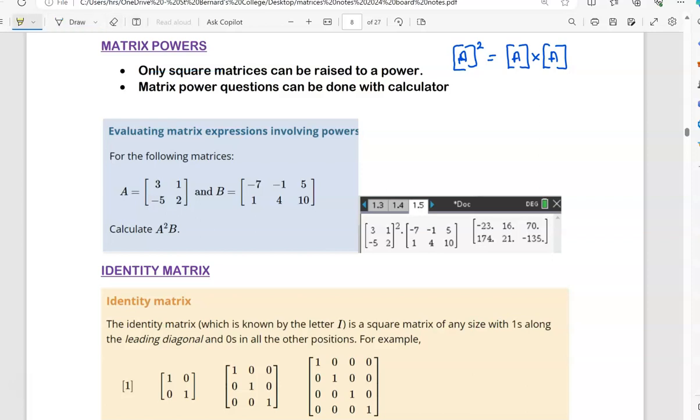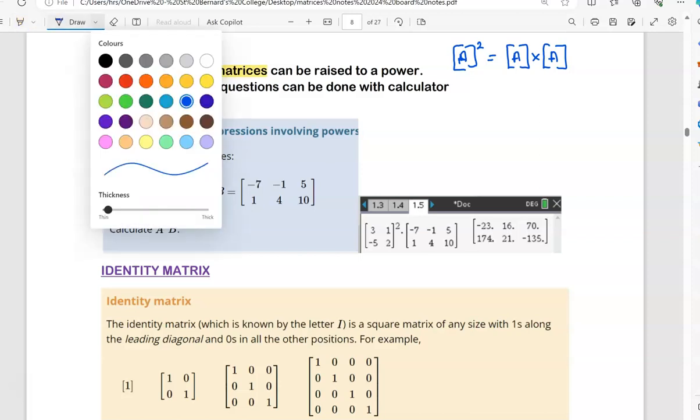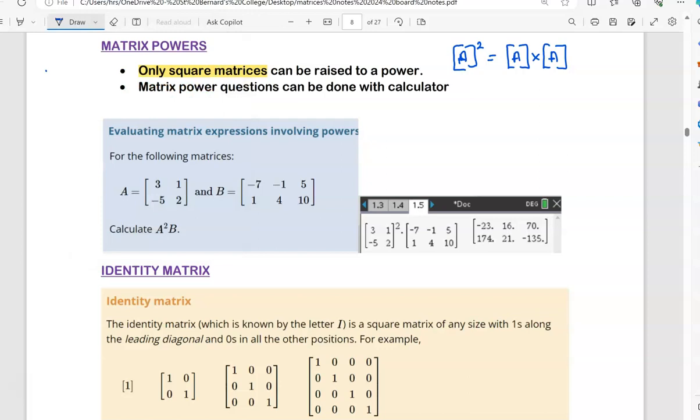So what's a square matrix? A square matrix is when we have rows and columns the same. So 2x2 is an example, 3x3, and so on. Okay? So if you have A squared, what you're doing is doing that. If you have, say, a matrix raised to the power of 3, what it means is you're going to multiply it by itself 3 times. So that's all you need to know. You just need to understand that that's what powers are.